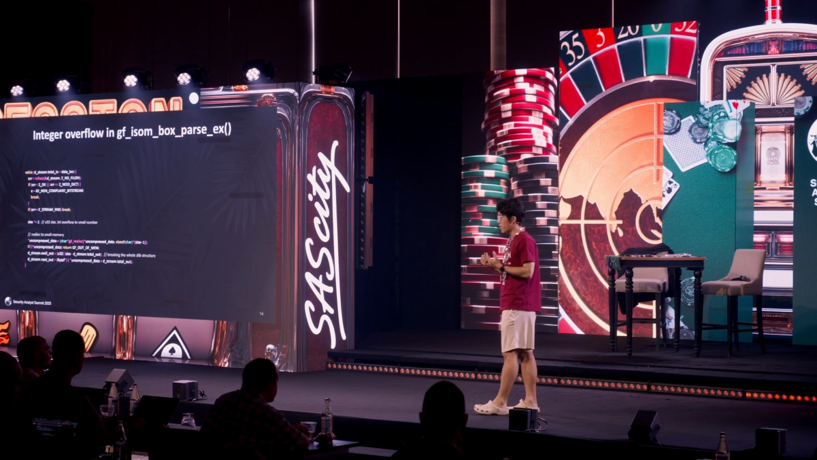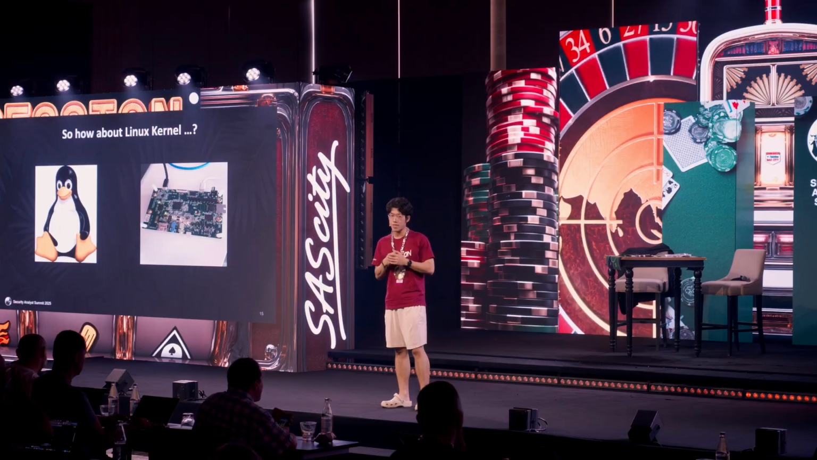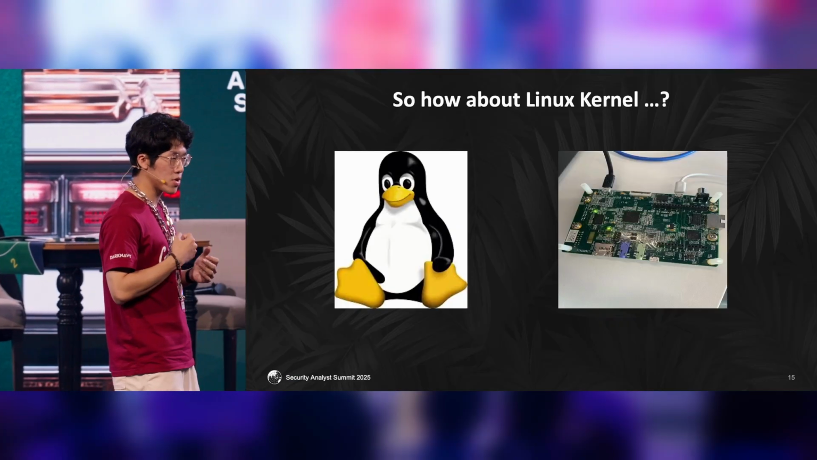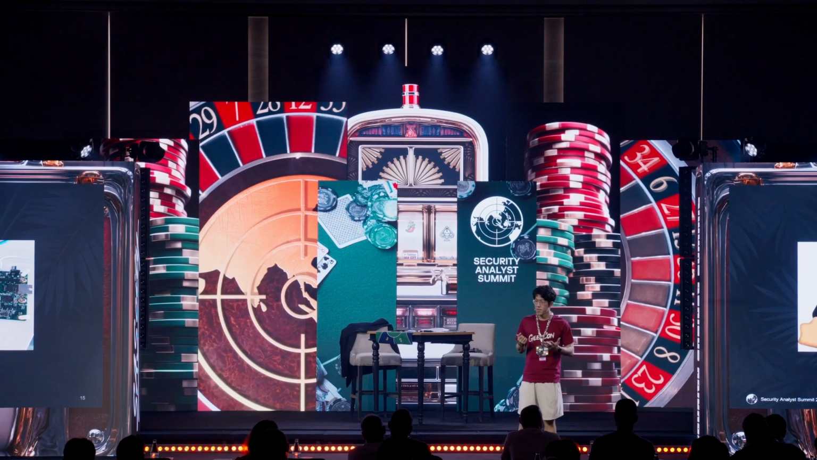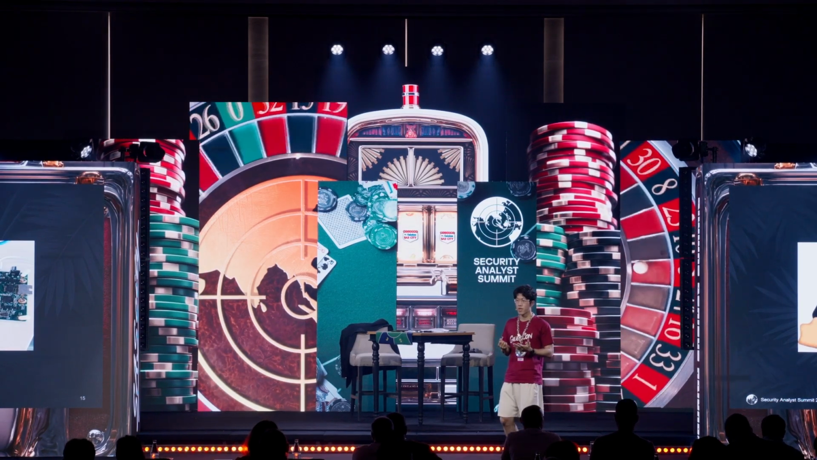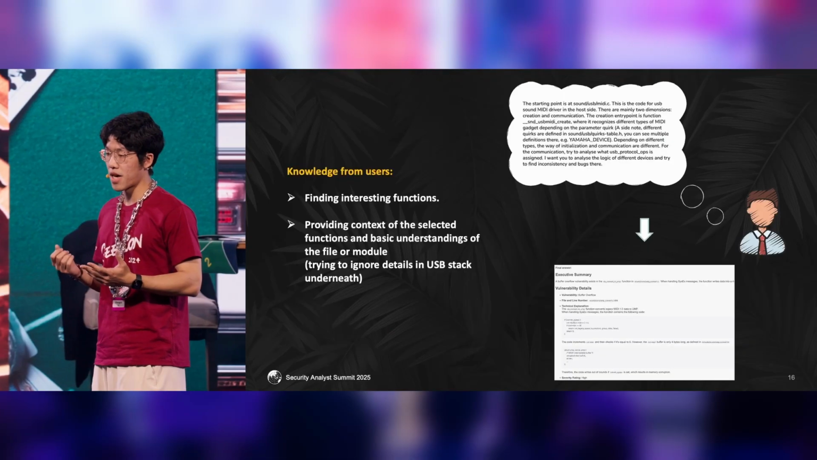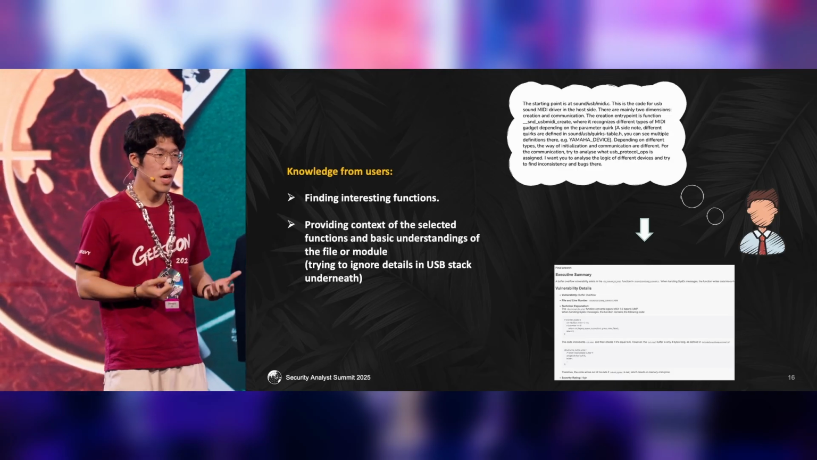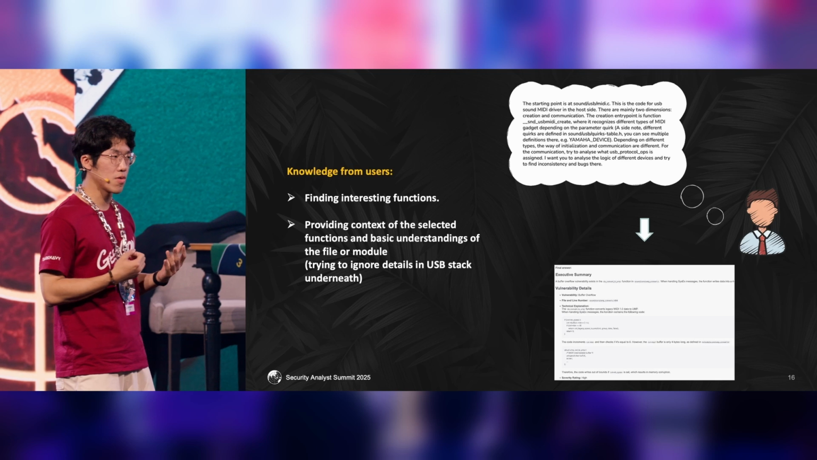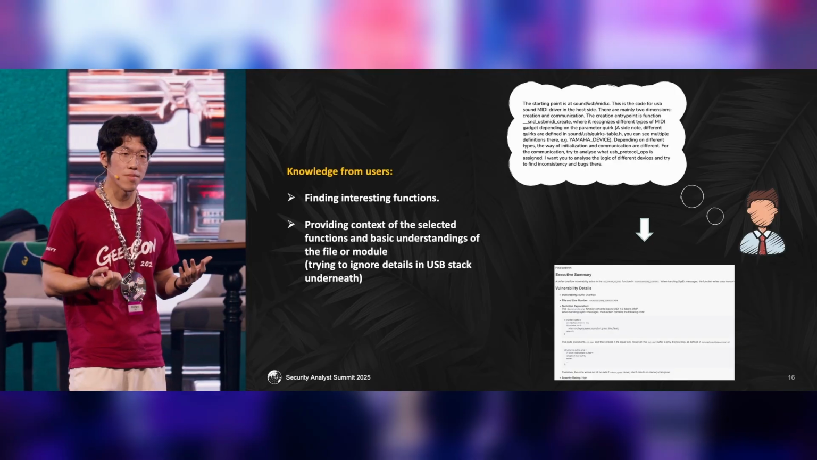We thought we might go deeper, so we chose the Linux kernel USB MIDI stack as the next target. It is used to identify MIDI devices, like pianos and keyboards. MIDI 2 support has just landed, so we thought we might find some bugs. It is the same setup: we fed it some interesting functions and some context, like a high-level understanding of the module, and we let it ignore the low-level implementation of the USB stack so it could focus on the MIDI stack.